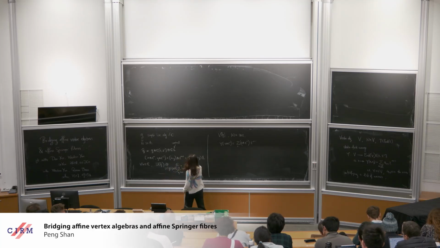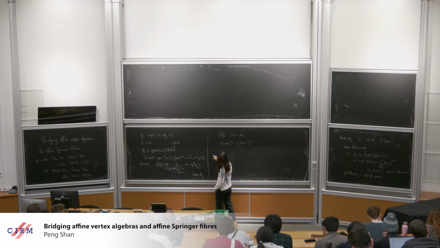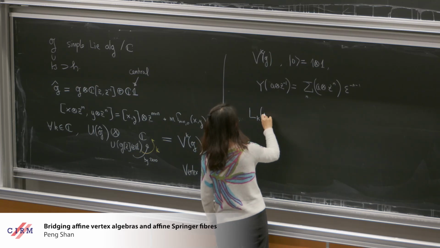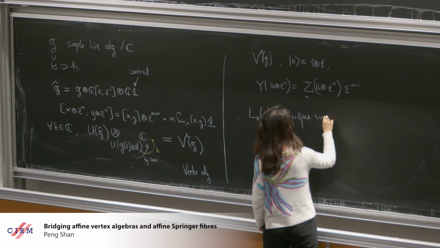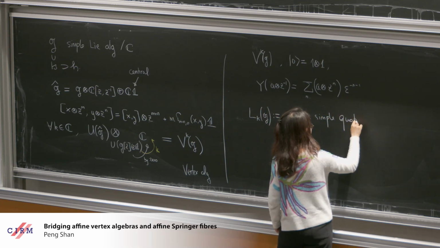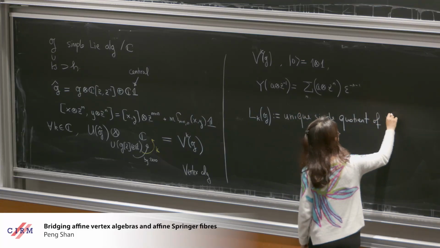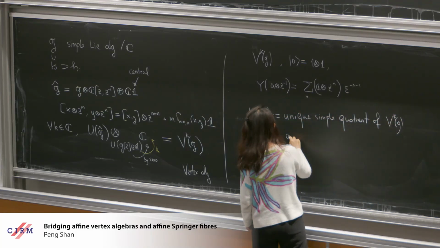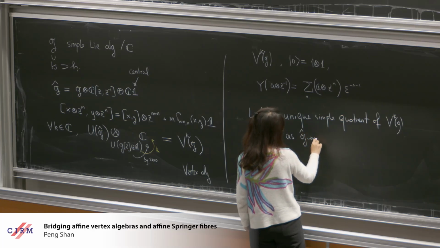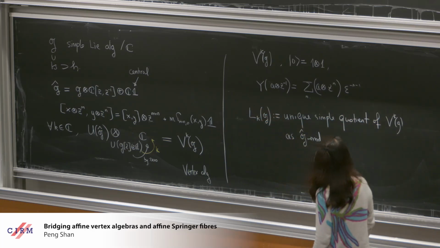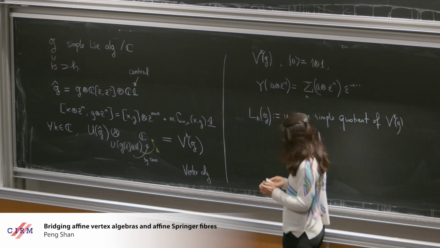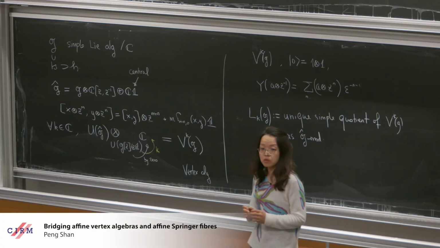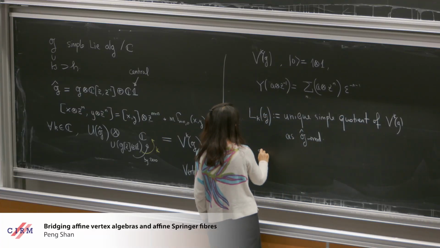As a representation, this always has a unique simple quotient. We denote by L_k(g) the unique simple quotient of V_k(g) as a g-hat module, and it inherits a vertex algebra structure. For vertex algebras, as for algebras, you can talk about whether an algebra is simple or not. So this is a simple vertex algebra.